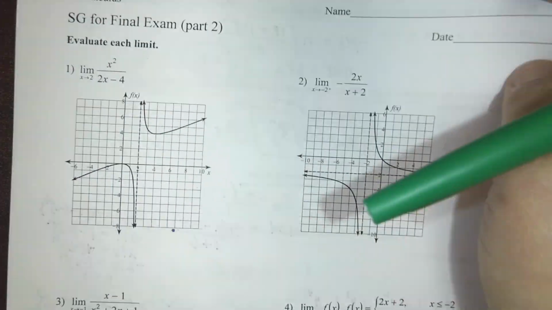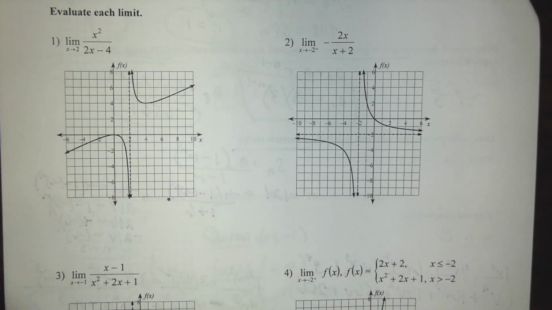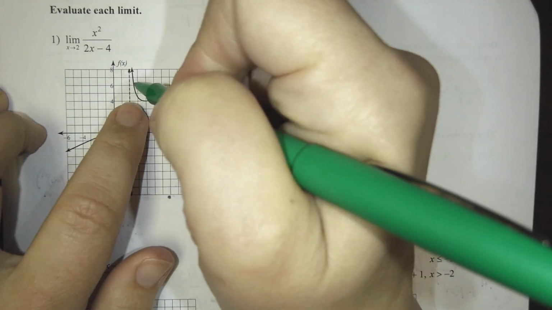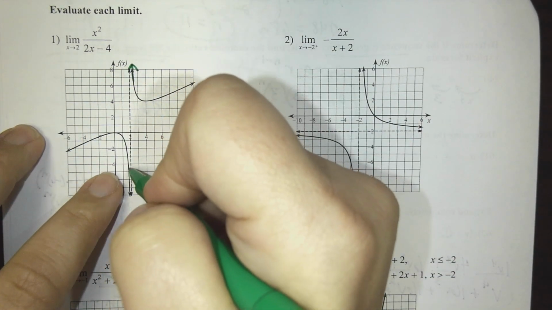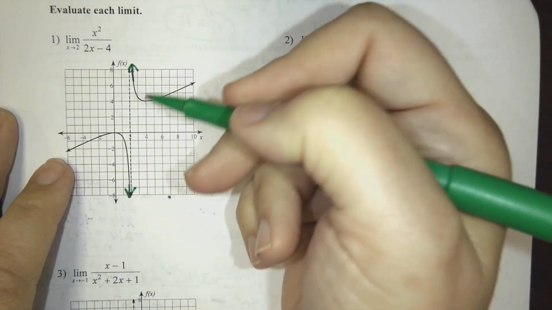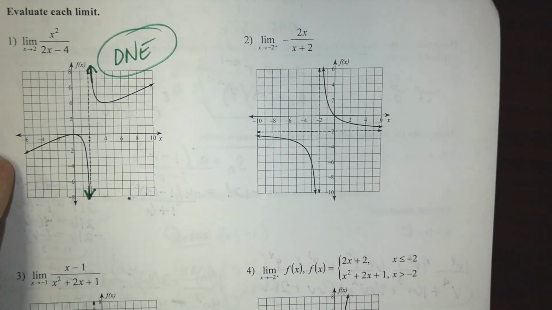All right, now some limits. So the limit as x is approaching 2, it looks like from both left and right, since it didn't give us a side, so 2 is an asymptote. From the right, it's going to infinity. From the left, it's going down to negative infinity. Well, that means it does not exist. It has to have the same value from both sides.